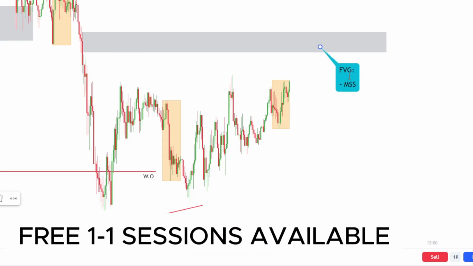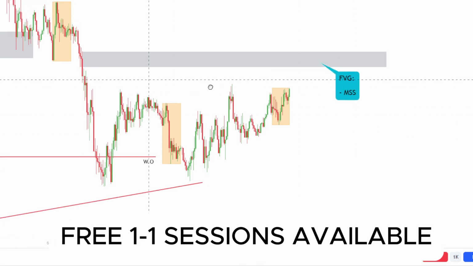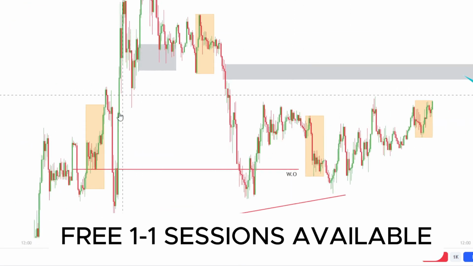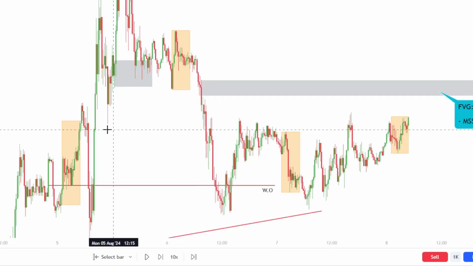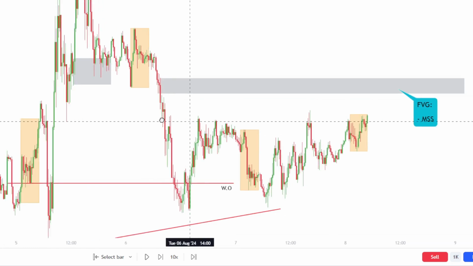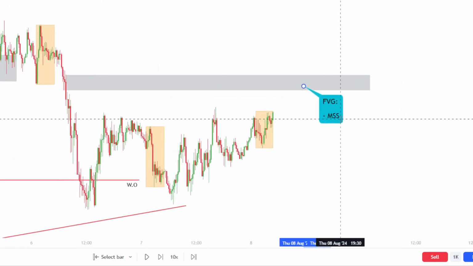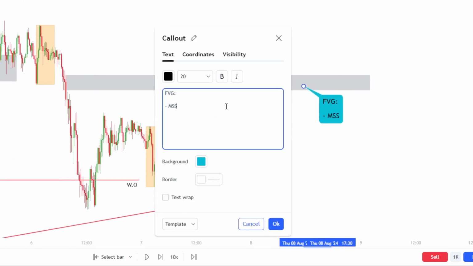We've seen price break structure to the downside, and what I mean by breaking structure is that we've had a minor shift over here. This is the most recent local low that produced a local high. So we've had a shift in the market structure over here. Price has given us that shift of market structure. Price has given us that fair value gap, right?